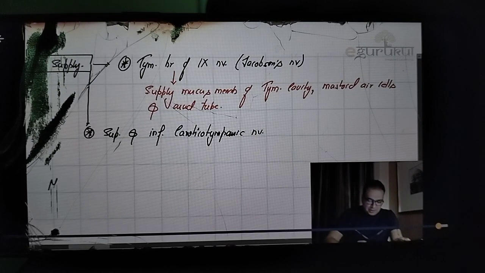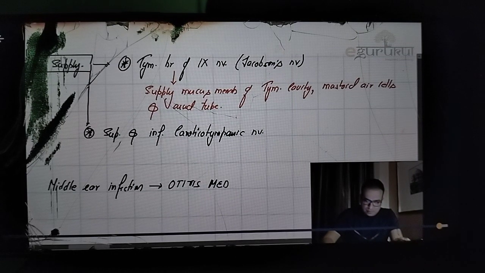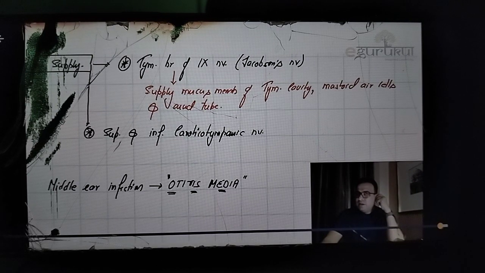Middle ear infection, just one clinical case I'll tell you. Middle ear infections are called otitis media. Otitis is for the ear, itis is inflammation, media is middle ear. So middle ear infections are called otitis media. It could be acute otitis media, it could be chronic otitis media.